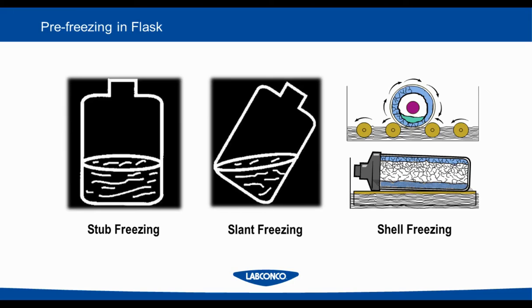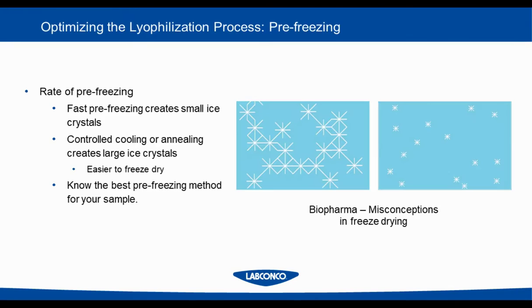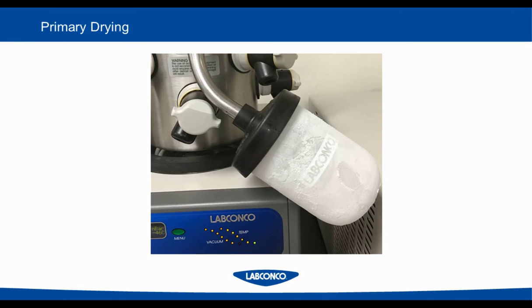Shell freezing is the optimal method for freeze drying in flasks as it maximizes the surface area to volume ratio by spreading the sample throughout the entire vessel. This gives you optimal surface area and it optimizes the heat input to the sample, providing a large contact area between the sample and the flask. By controlling the rate of pre-freezing, you can change the size of your ice crystals. Slower pre-freezing results in larger crystals which freeze dry faster. It's best to know your samples and how they respond to the freeze dry process.